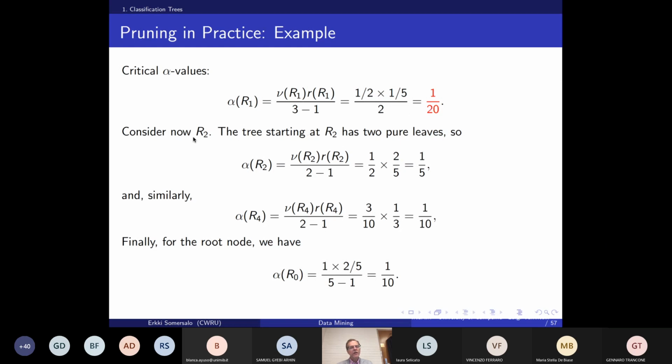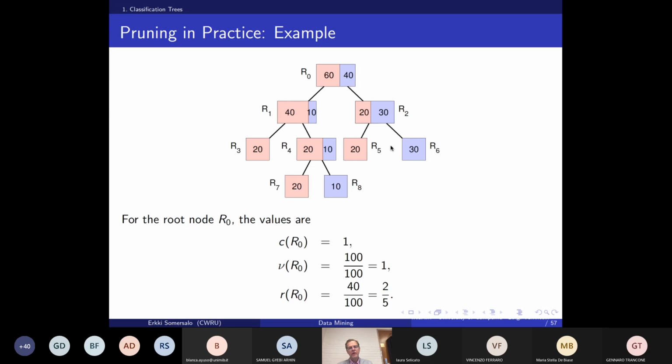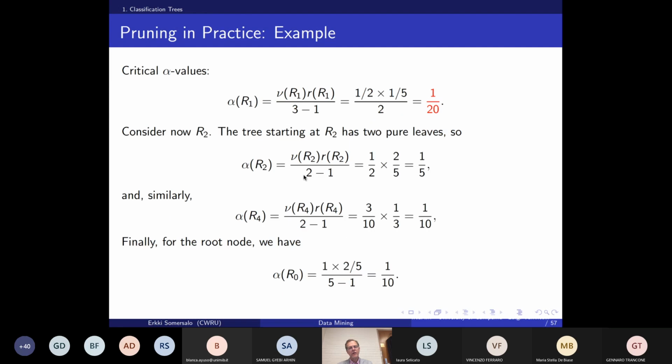So then I'm calculating the same number for R2. So here I would eliminate only 2 leaves. So let's look at R2. So R2 is here. If I take R2 and prune from here, I'm eliminating 2 leaves. So the gain in complexity is not large, it's 2 minus 1. So I'm just eliminating effectively 1 from the complexity.